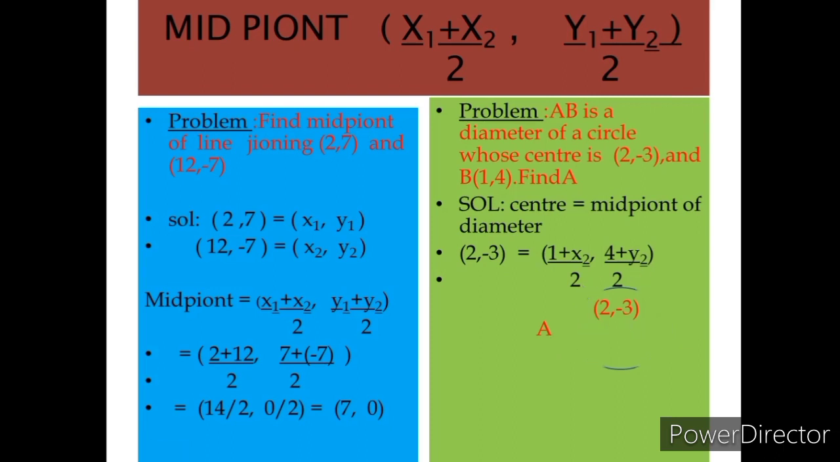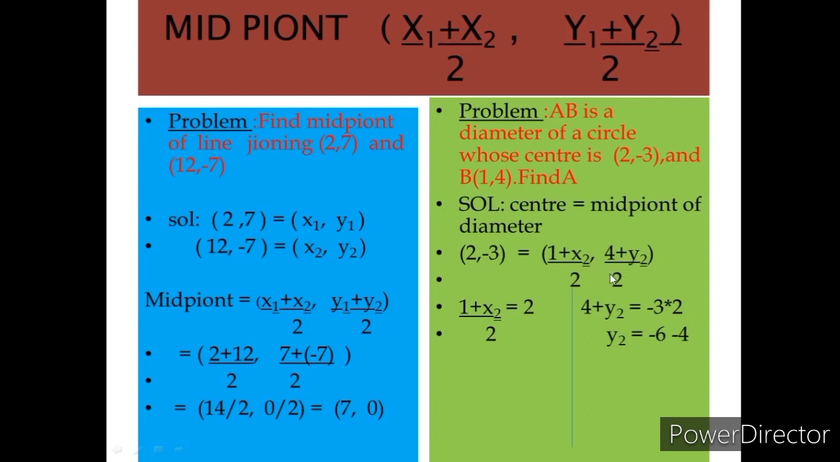For our calculation convenience I have to remove this figure, isn't it? Now here the LHS is an ordered pair and the RHS is an ordered pair. Whenever two ordered pairs are equal, you have to equate the first coordinates and equate the second coordinates. Here the first coordinates are equal, and the second coordinates are equal. You see, here 1 plus x2 by 2 is equal to 2. Here 4 plus y2 by 2 is equal to minus 3. Just imagine this step.